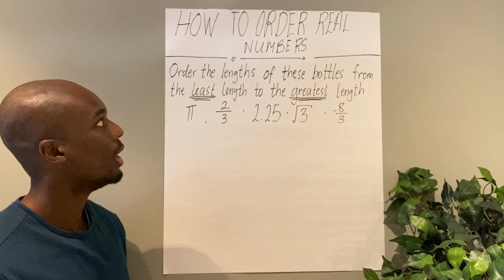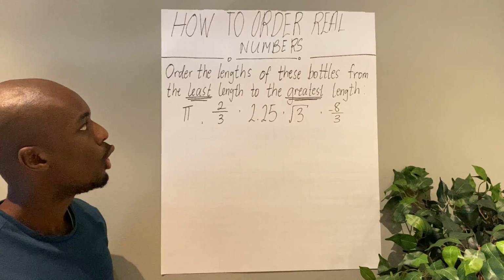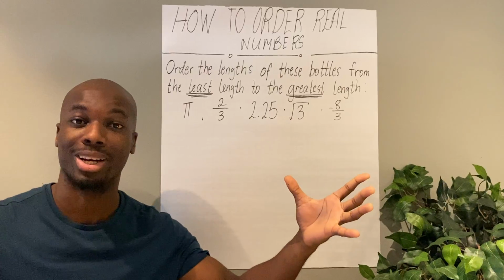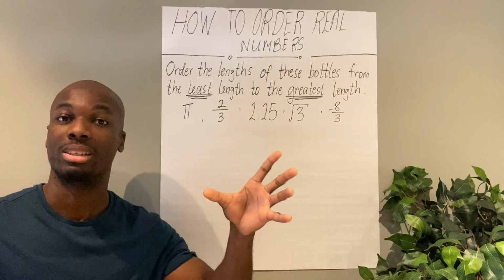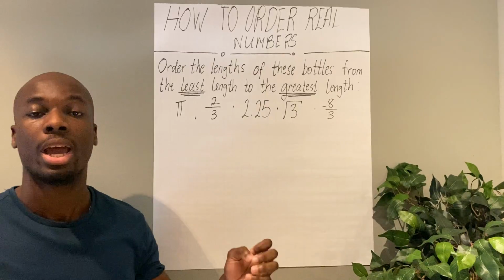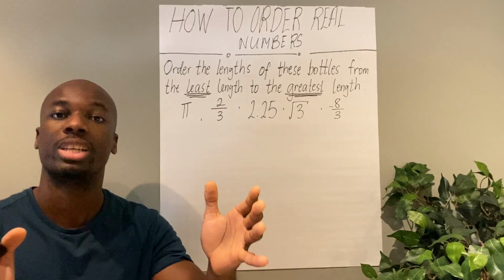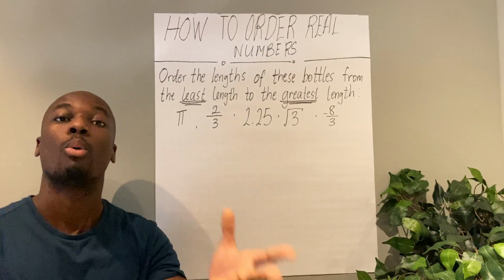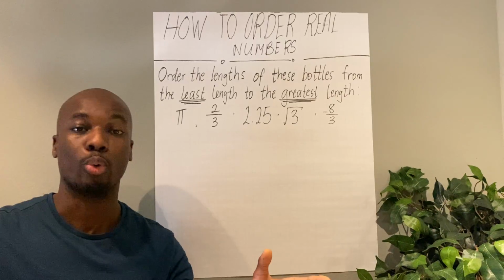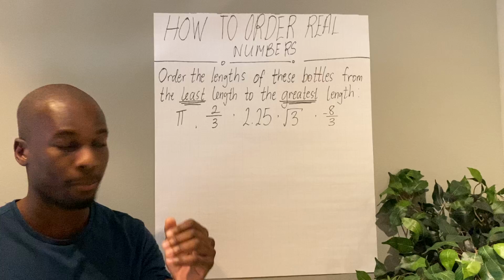Today we want to talk about how to order real numbers, right? And when we say real numbers, we're just talking about all the numbers in the world, really. They can be classified in several ways, but we're looking at a certain set of these numbers and how we're going to order them from the smallest number to the biggest number, right? It's pretty interesting. I'm going to show you how to do that.